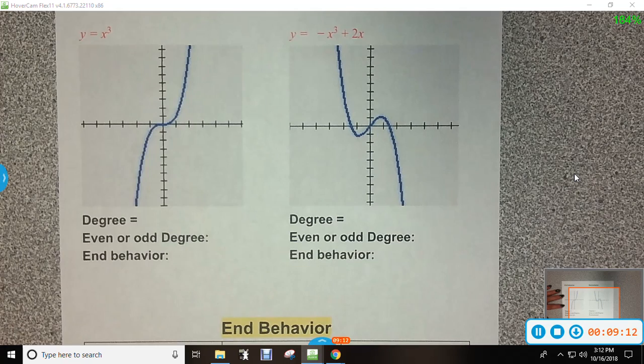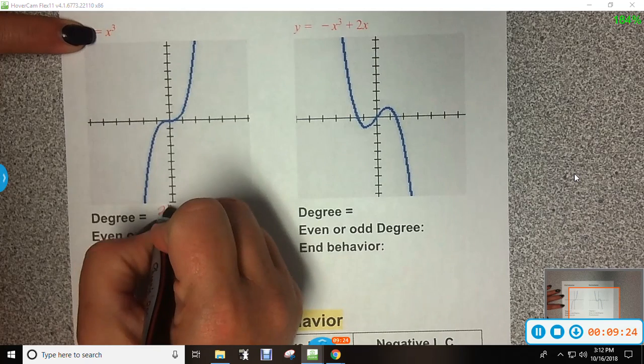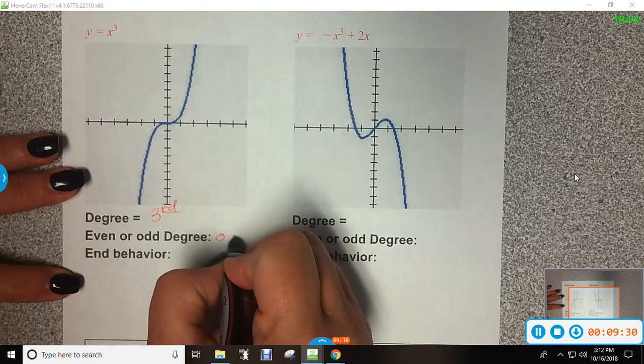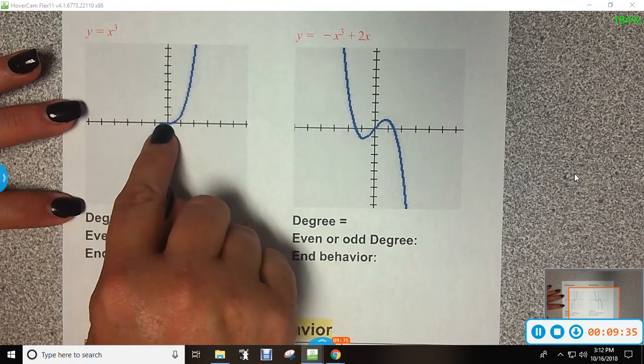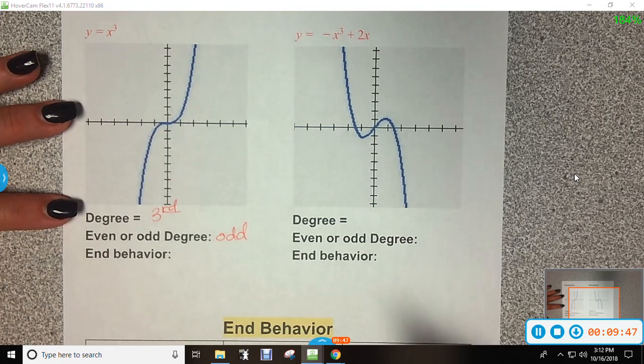Alright, so now, for these two graphs, let's look at the equation. What degree is that? X to the third. It's a third degree. Is 3 even or odd? Odd. Now, let's see if we can match that with the graph. If I'm looking at this graph, does it have any true hills or valleys? No, it kind of goes sideways a little bit, but it doesn't have a hill or a valley. So really and truly, this has 0 turning points. So 0 turning points plus 1 is 1.